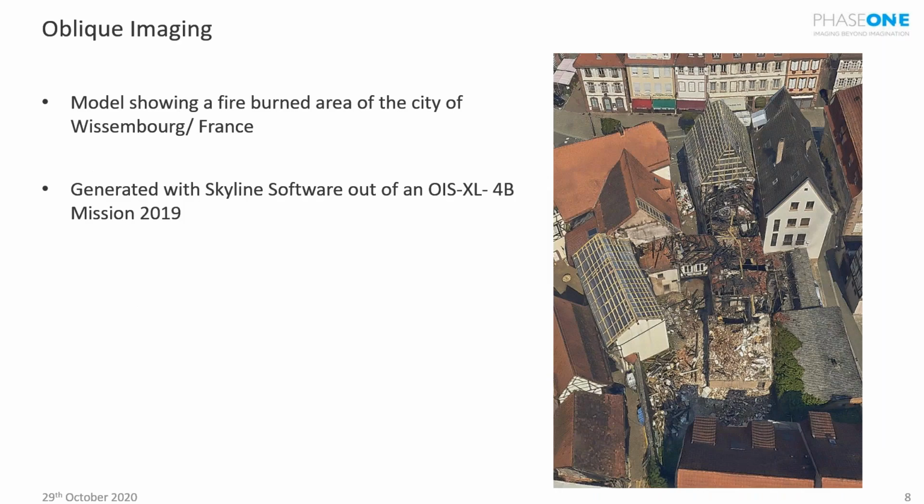This is an example of an image taken by GGS and generated with Skyline software. You see here a model showing a fire-burnt area in the city of Wissembourg in France, and the user, with the correct application, can go around and check the damages and estimate the exact damage to the area.